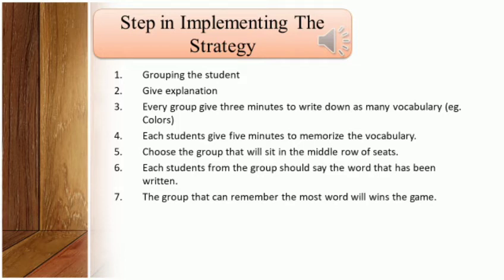And the second is give an explanation about the game. And the third is every group is given 3 minutes to write down as many vocabulary words as they can. In this step, the students are given 3 minutes to write down words according to the topic. For example, the topic is colors, so the students need to write kinds of colors such as red, blue, and so on.